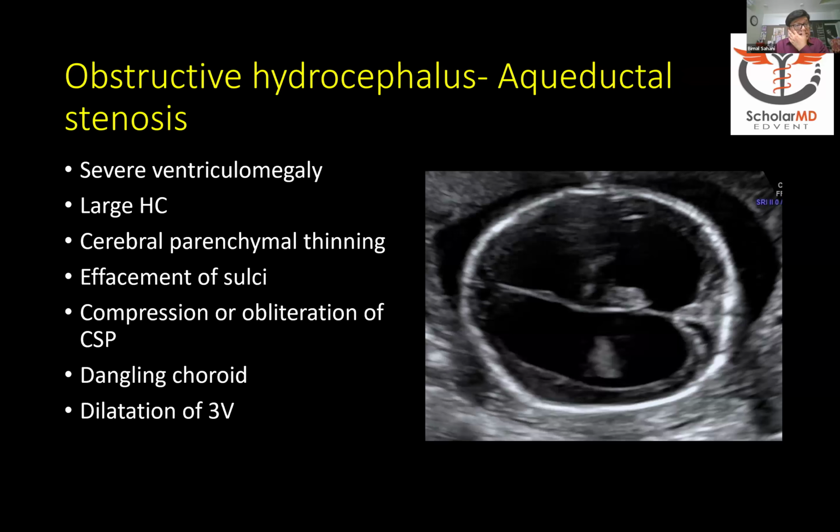Obstructive hydrocephalus: yes, aqueductal stenosis is the primary cause for that. You will have severe ventriculomegaly. The head circumference may be more. There will be cerebral parenchymal thinning. The sulci are effaced, and you can have compression or obliteration of the CSP, and hence you may not visualize the CSP. A dangling choroid is what you will classically see in this, and the third ventricle will also be dilated in aqueductal stenosis.